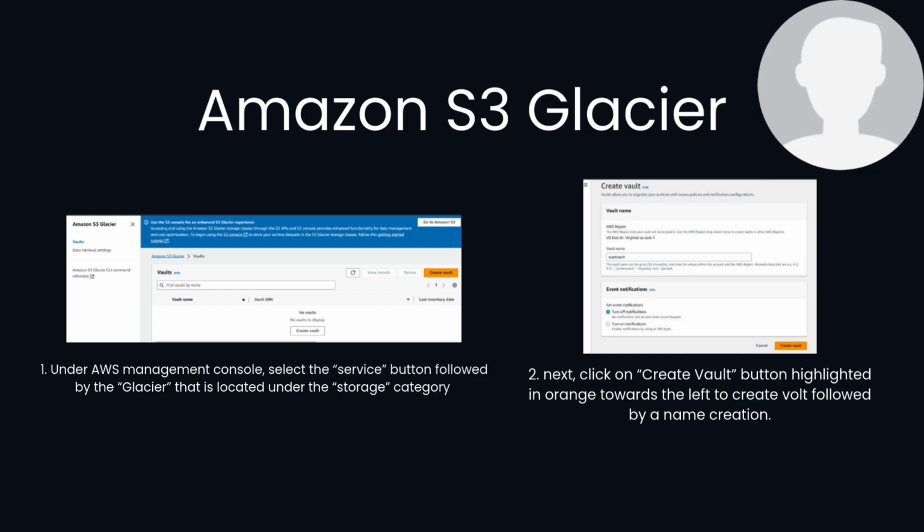First of all, for this exercise, we will be going under the AWS Management Console. Select the Service button followed by Glacier, which is located under the storage category. Step 2, next we will be clicking the create vault button highlighted in orange towards the left, followed by a name creation.